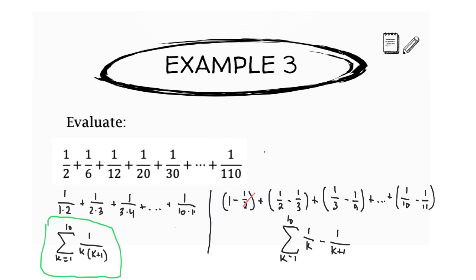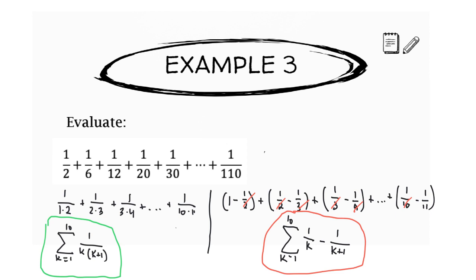We can see the cancellation in this expanded form, but we couldn't see it in the other expanded form. If you're able to get your series into a form that looks like this, where you have a k and a k plus 1, or maybe a k and a k minus 1, consecutive terms, you have a good chance that you'll be able to evaluate that sum using sigma notation.